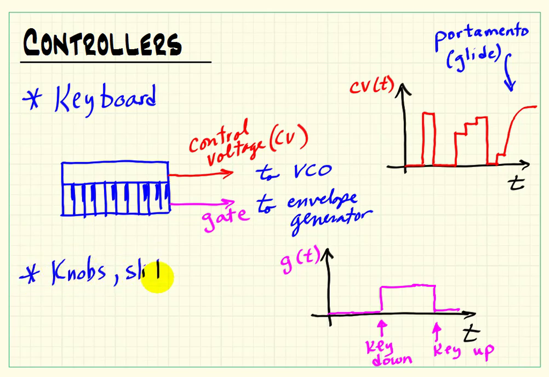Another continuous style controller is the knob, and another would be a slider. And these give the musician the ability to continuously vary a control voltage, which again can be used to influence some other module.